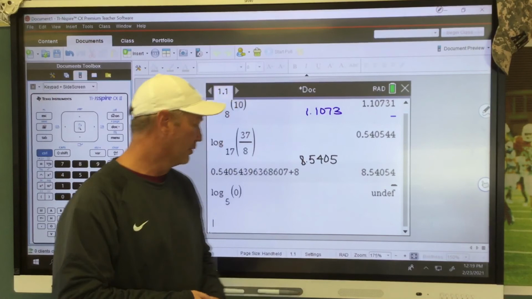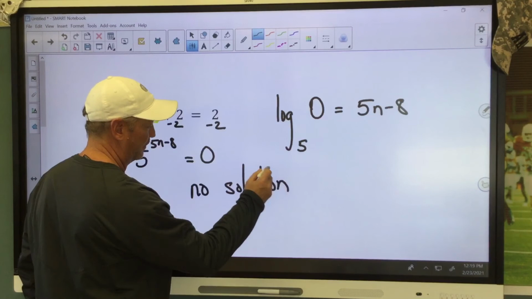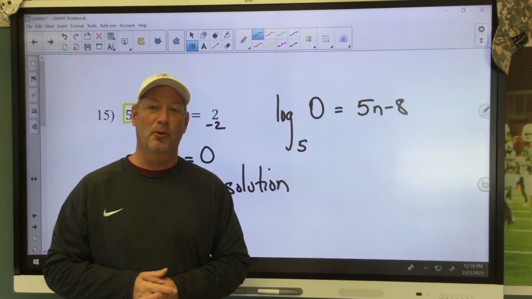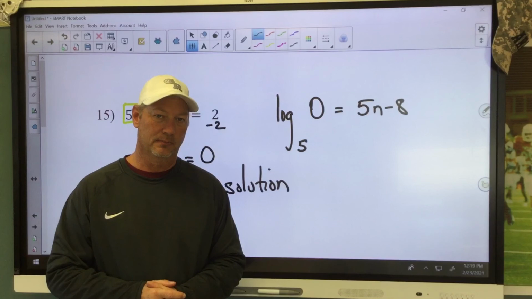So what we're going to ask you to do in this situation is write no solution. Okay? Simple process. Isolate the exponent part, convert to a log, use your calculator. And please take your time, round at the very end, and round to the nearest 10,000th. All right, good luck.